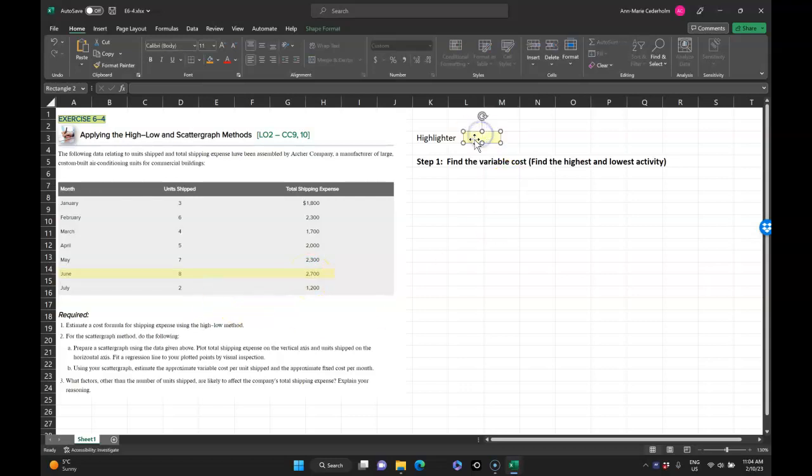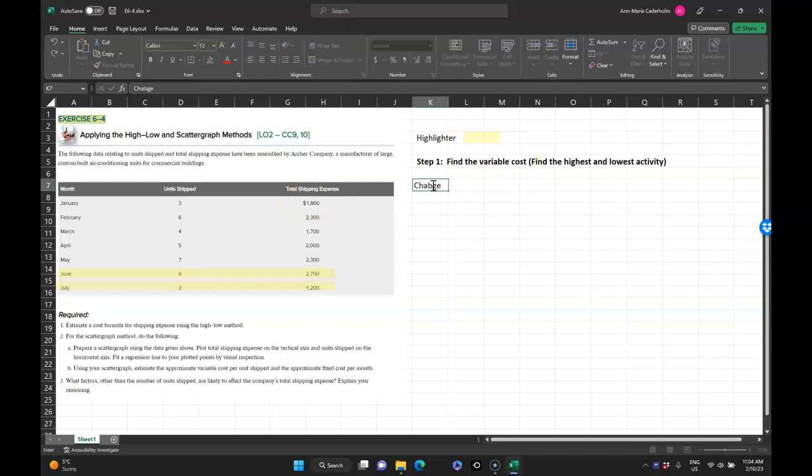So we're just doing this based off of volume, not based off of the dollar amount. And then the lowest actually is right beside it. It's July because it's only 2 units. So the volume can always change. It could be different units, really anything. And then the mixed costs can be a different account as well. So in this question, it's total shipping expense.